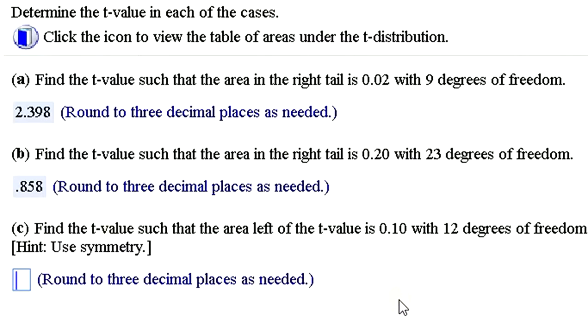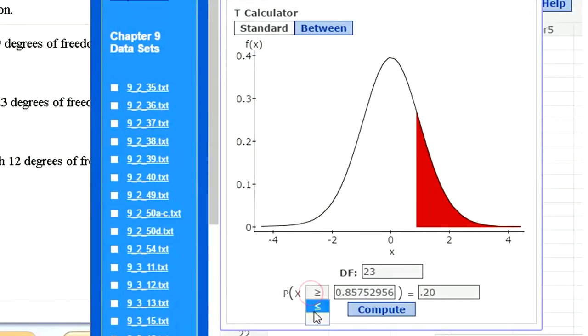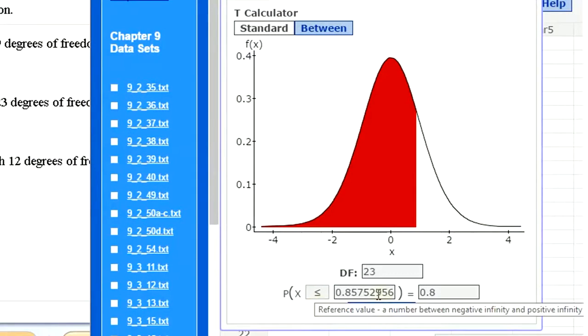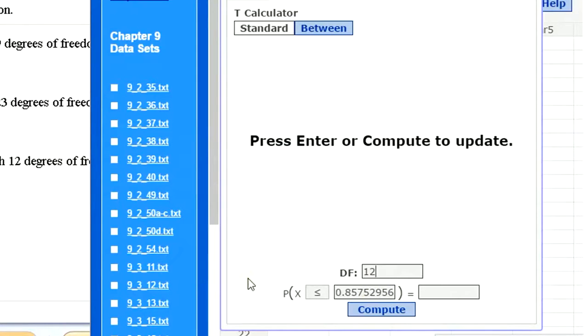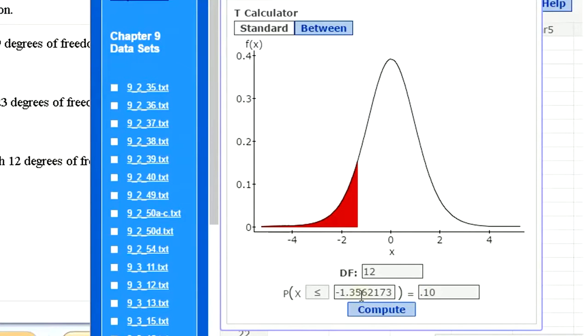Find a t-value such that the area to the left is 0.10 with 12 degrees of freedom. The hint says to use symmetry, but don't worry about that. We don't need to use symmetry. We can just do it right in the calculator. The area to the left of the t-value is 0.10. We want 12 degrees of freedom, and we want 0.10. This is it. It's negative 1.356.